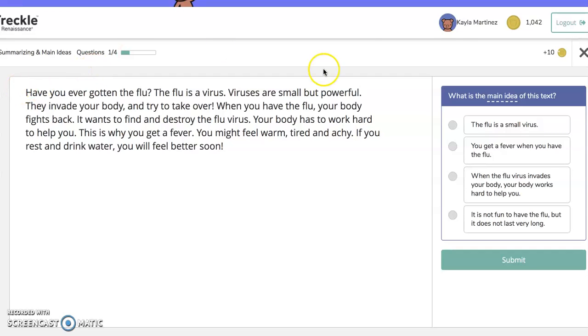So what is the main idea of this text? That the flu is a small virus? That you get a fever when you have the flu? That when the flu invades, your body works hard to help you? Or it's not fun to have the flu, but it doesn't last very long. Pause this video and think which one makes the most sense.